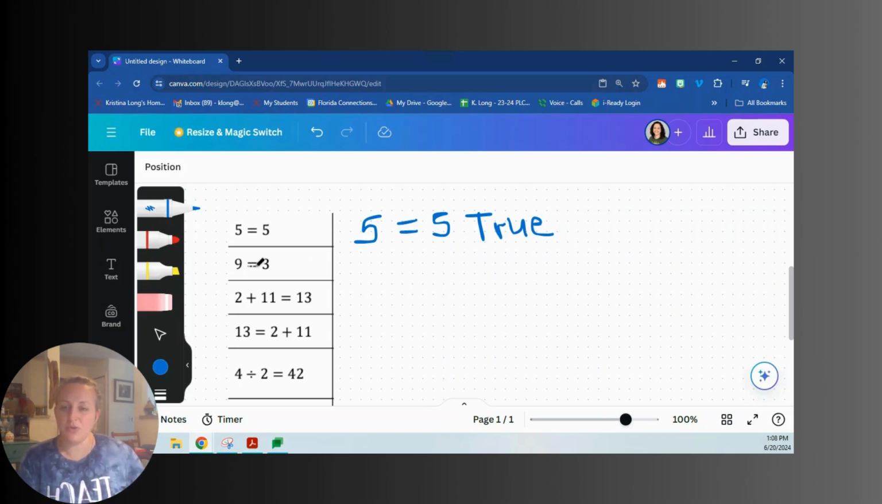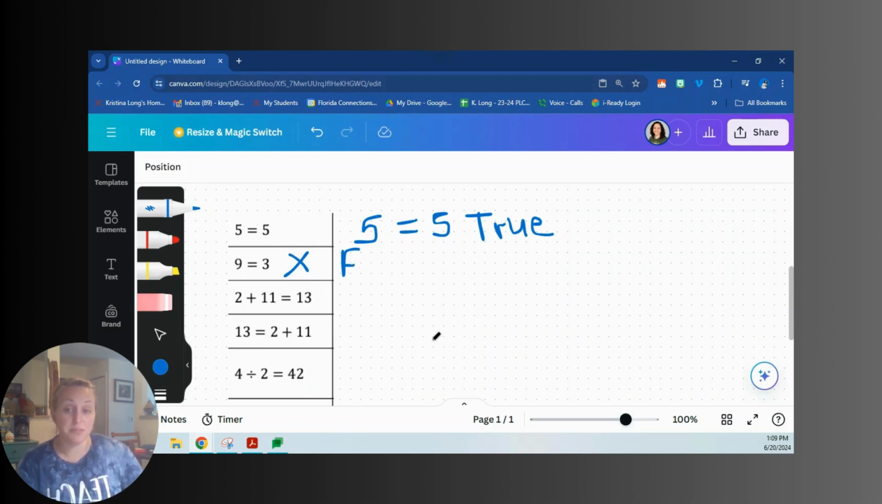What about 9 is equal to 3? 9 is equal to 3, or 9 is the same as 3. You could think of an equal sign as saying "is the same as." It's not necessarily meaning it's the answer to; it is the same as. 9 is the same as 3. Well, if I give one of you $9 and I give another one of you $3, did I give you the same amount? No, they're not even the same number. This one is not true. This one is false.